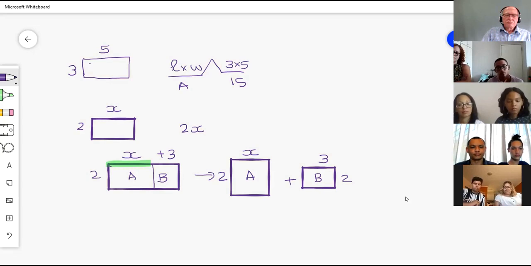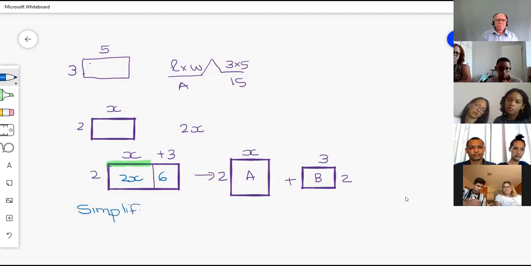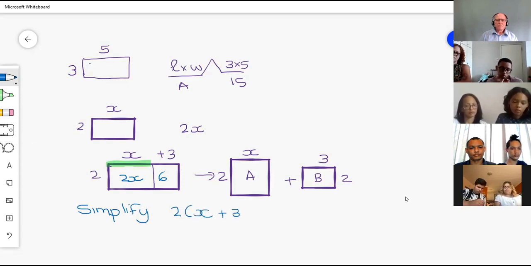Great. James, what is the area of block A? 2x. Okay, so this is 2x. And B? 6. James, I'm giving you another instruction. I'm telling you to simplify the following for me. What's your answer? 2x plus 6.